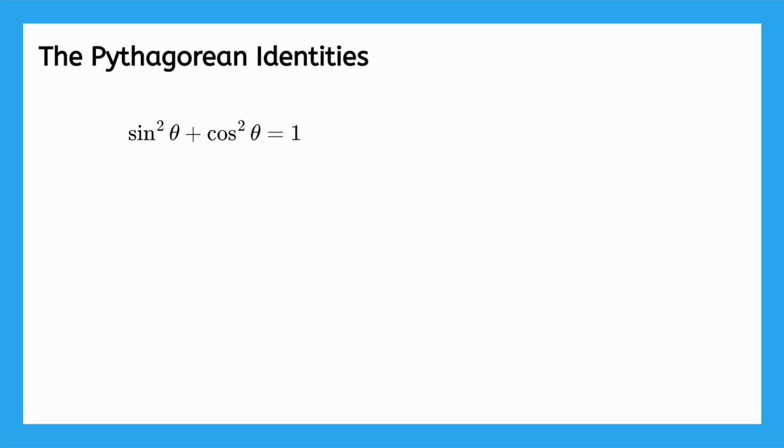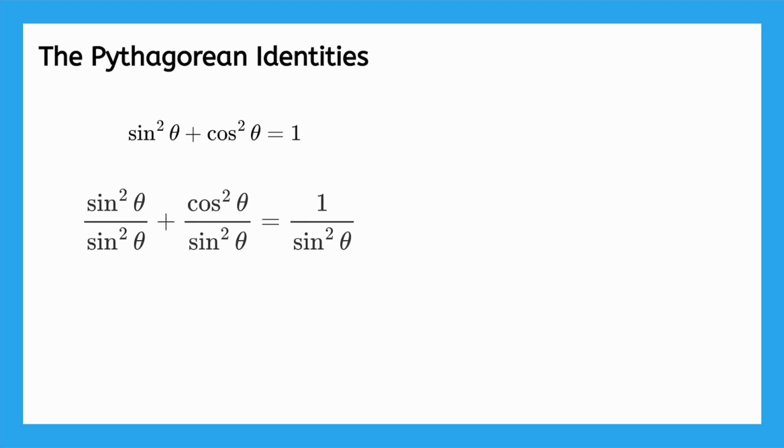Let's discover one more variation on the Pythagorean identity. Again, we'll start with the original sine squared theta plus cosine squared theta equals 1. Then, similar to the last identity, we will divide everything by the same expression, this time sine squared theta. Take a moment and simplify each term like we did with the last identity. What did you come up with?